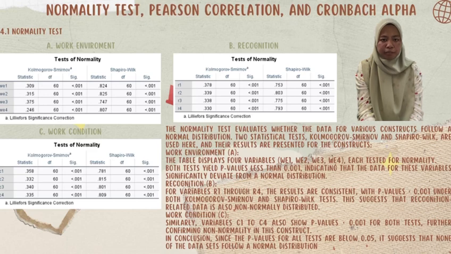a normal distribution. Recognition: for variables R1 through R4, the results are consistent, with p-values below 0.001 under both Kolmogorov-Smirnov and Shapiro-Wilk tests. This suggests that recognition-related data is also non-normally distributed. Work condition: similarly, variables C1 to C4 also show p-values below 0.001 for both tests, further confirming non-normality in this construct. In conclusion, since the p-values for all tests are below 0.05, it suggests that none of the data sets follow a normal distribution.